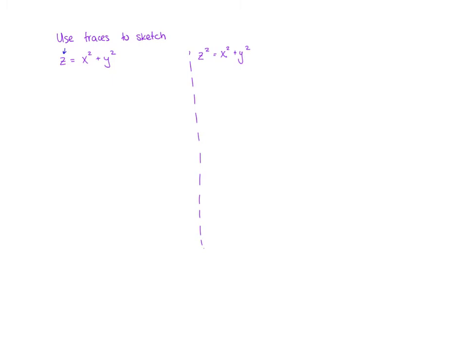Just to add to what we did during the synchronous class, I want to talk about how we can use traces to help sketch these different figures. So in the first one here, remember when we're looking at traces, we're going to let each of our different variables be constant and think about the shapes that we get. So when x is constant, I get z is equal to some constant squared plus y squared. Right, so we should recognize that this is the equation of a parabola.